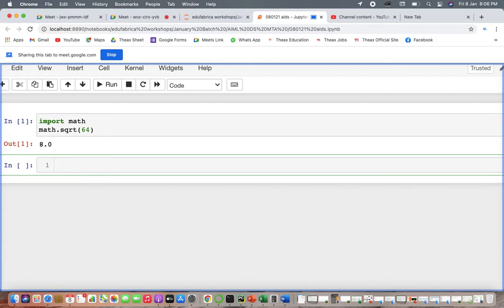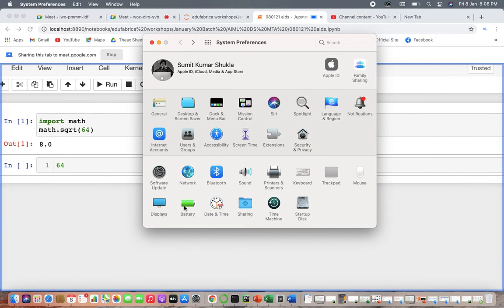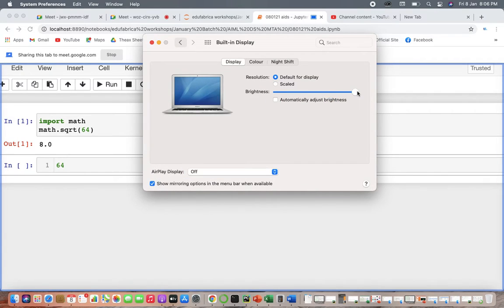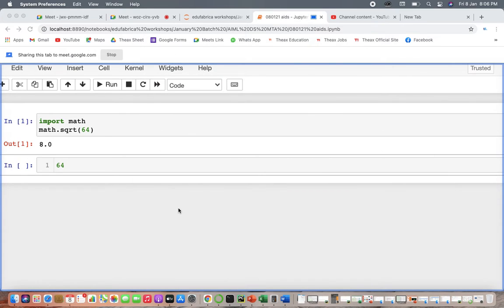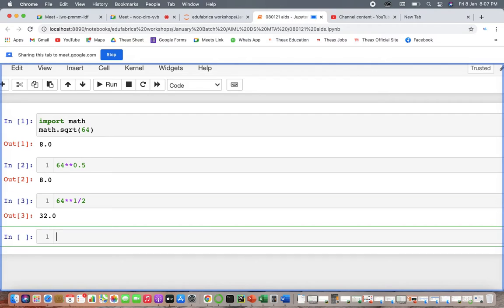Those were the easy things, and they can be done with the math module. Sometimes you can also use basic arithmetic operators, like 64 to the power of 0.5, or 64 to the power of 1 by 2 in brackets. Different ways are there.